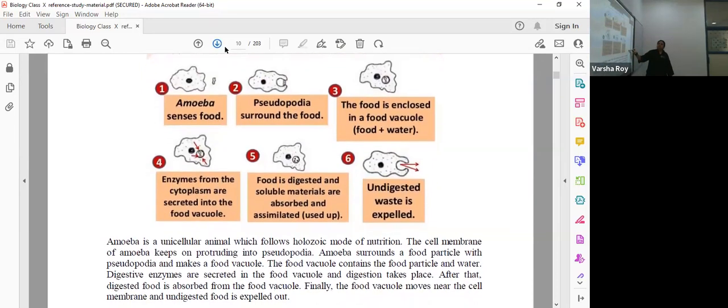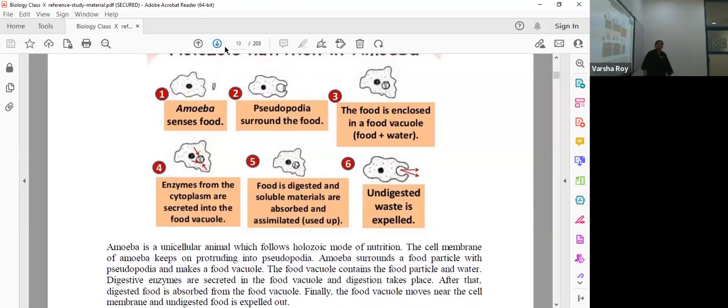So what is the first thing happening? Amoeba senses the food nearby. In the second step, what will happen? It will try to enclose it with pseudopodia, right? So pseudopodia surround the food. Then the food is enclosed in a food vacuole. Food vacuole is made up of food and some amount of water droplets. Then digestive enzymes go inside the food vacuole. This is called intracellular digestion.